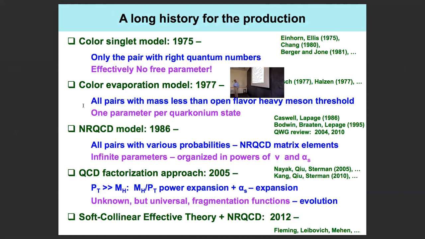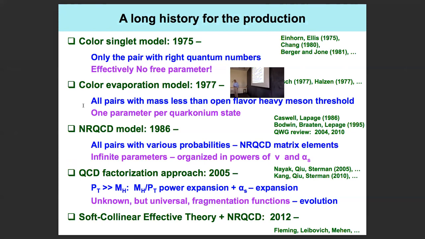So that's the color evaporation model. Any pair with an invariant mass under the open charm threshold has a chance to become the bound state. So effectively, there is one parameter per quantum state. You can fix that parameter by the total cross section, then predict the PT spectrum, which actually does not fit the collider data. The typical PT spectrum predicted from this approach is much too hard compared to what the data show.